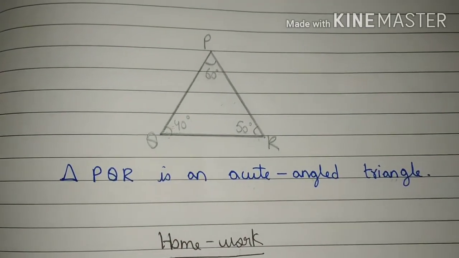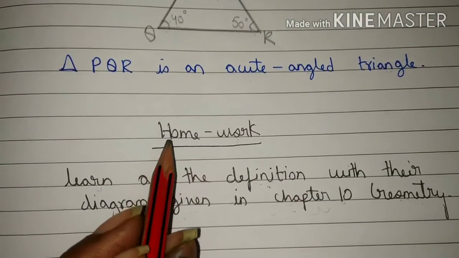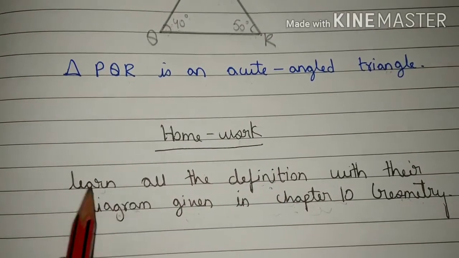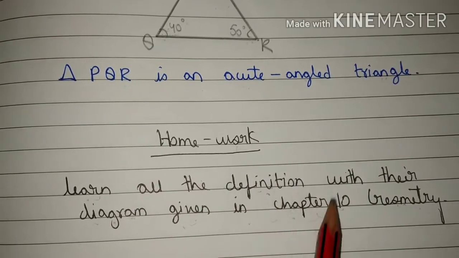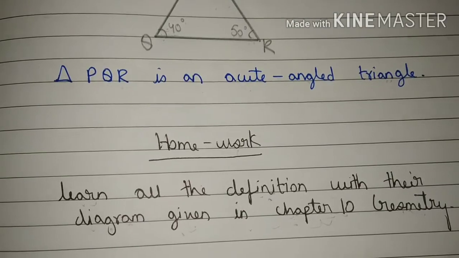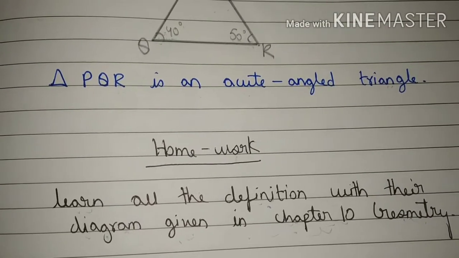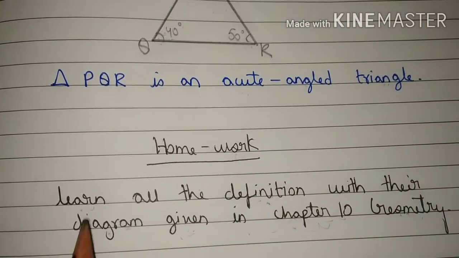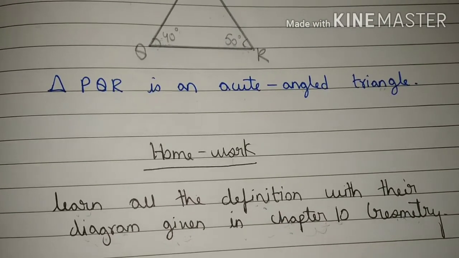Students, now types of triangle is over. Students, note down your homework. Your homework is to learn all the definition with their diagram given in chapter number 10, that is geometry. Students, in this chapter, we will not do any exercises, but you have to learn only the definitions with their diagrams, which is given in chapter number 10, that is geometry.